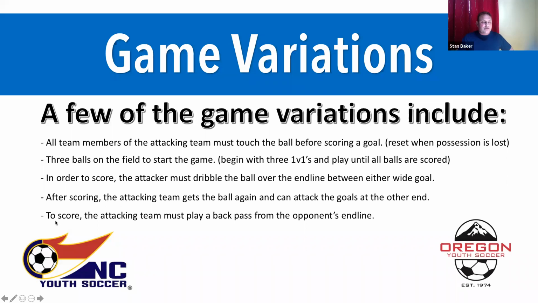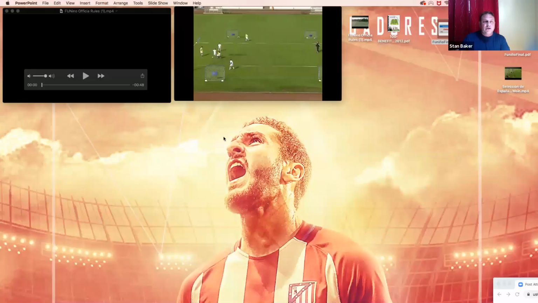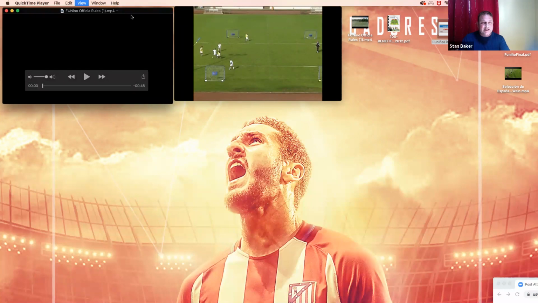And the last one I have here, to score, the attacking team must play a back pass from the opponent's end line. And this encourages penetration to the end line and then a back pass before scoring. And at this point, I want to show a couple of quick videos, and they'll give a good idea of what the game looks like.